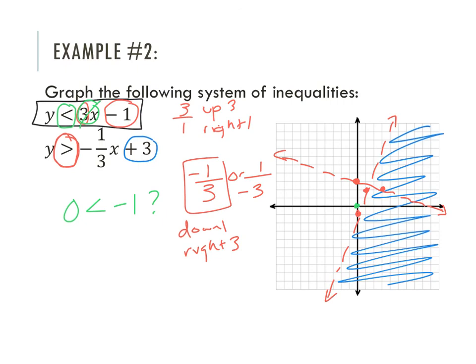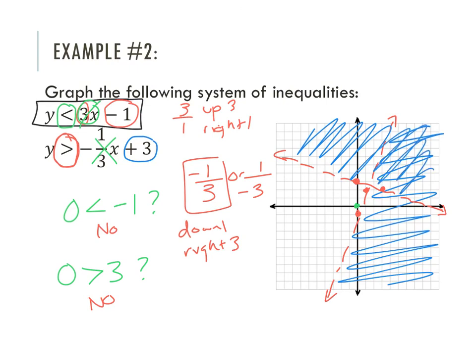and if I test that origin again here, I get 0 greater than 3. And so that would also be a no. And so since that's not true, I would shade the opposite side, which would in this case be above that line. And so notice the overlapping region is going to be in the upper right-hand corner there that I want to darken a little bit further. And so the solution together would be that black area that I shaded.